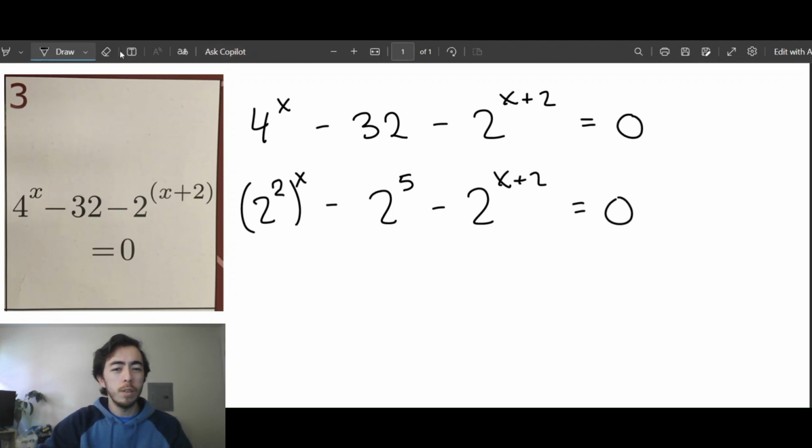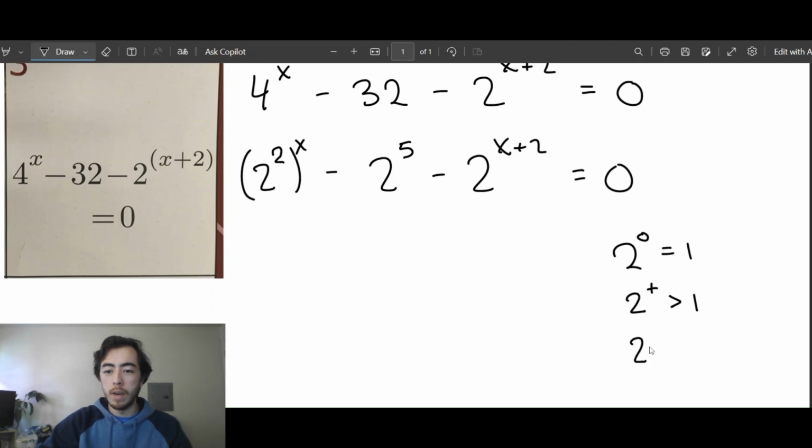And I can't really express 0 as a power of 2. I could try, but 2 to the power of 0 is 1. 2 to the power of anything positive is going to be greater than 1. And 2 to the power of anything negative will be between 1 and 0. So I can't really do anything with that 0, but maybe I could add one of these terms over to the other side to balance my equation.